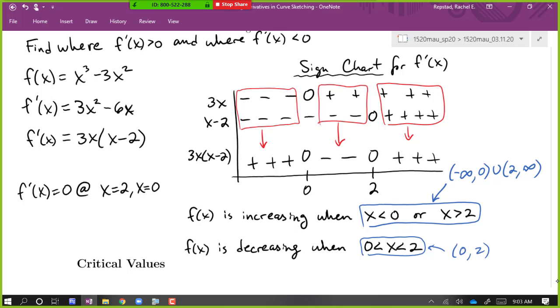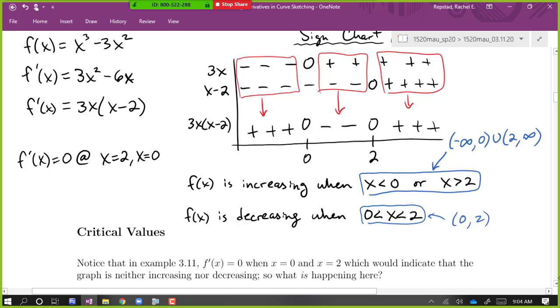When we started this problem, when we took the derivative, we were getting ready to make the sign chart. The first thing we had to do is find out when the derivative is 0. We're interested in when it's positive or negative, but in order to do that, we had to find where the derivative is 0. And we know it's neither increasing nor decreasing there. So that begs the question, what is happening at those values? Finding where the derivative is equal to 0 is of such great interest to us, we give it a special name. We call those critical values of a function.